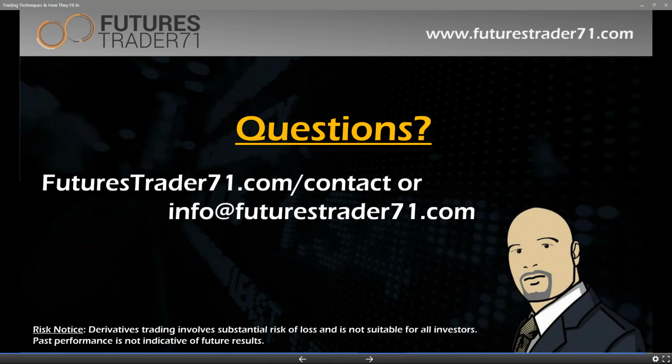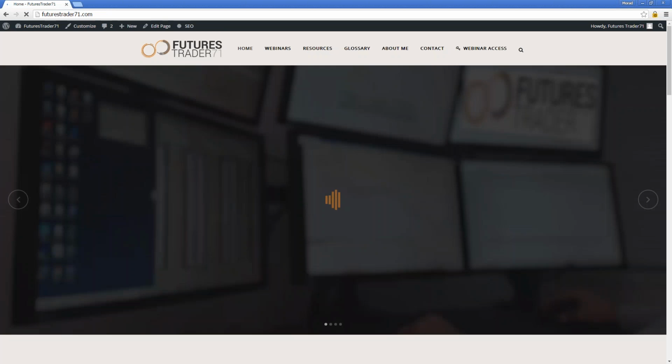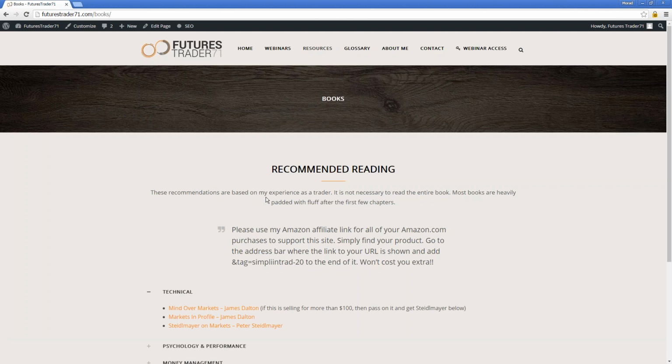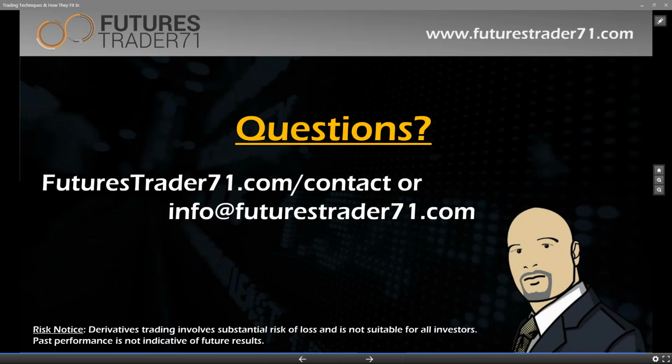Take a look at that book. That's very old. There have been better books since. I would not recommend that. If you want to look at recommended books, just go to my website at FuturesTrader71.com, go to resources, and then look at books here. I'm going to pull it up. So just go to resources, go to books, and then you have Mind Over Markets right here, and then Stadelmeyer on the Markets right there. You can click from there.